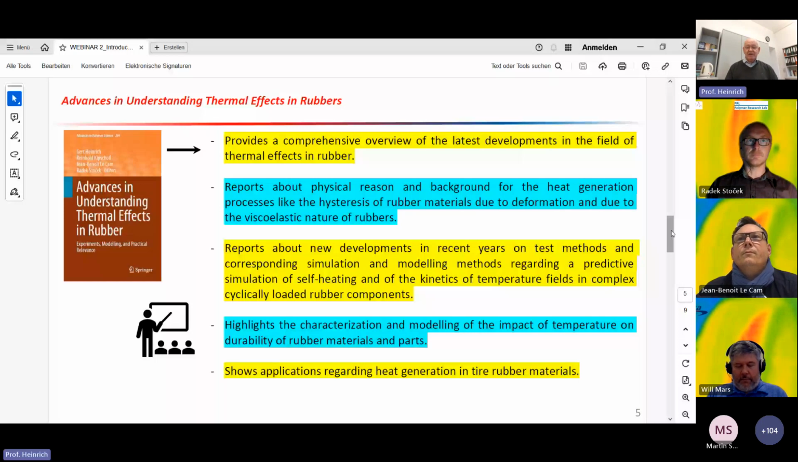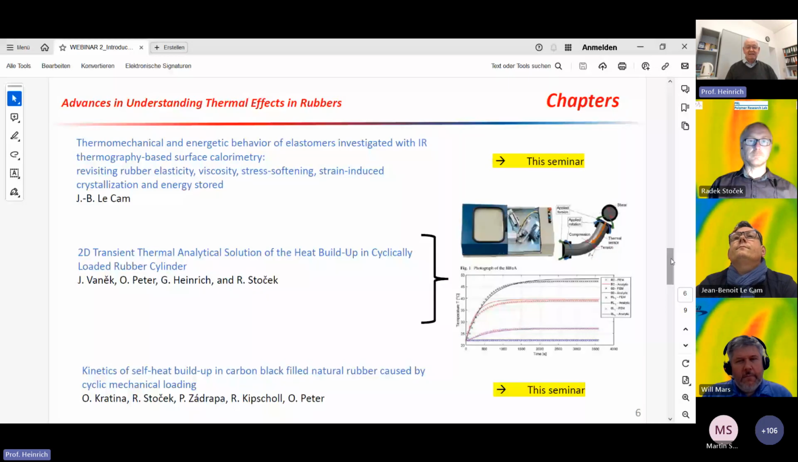This book also highlights the characterization and modeling of the impact of temperature on the durability of rubber materials and corresponding rubber parts, and it also shows applications regarding heat generation especially in tire rubber materials. Advances in Understanding Thermal Effects contains 11 chapters. The first chapter, as already announced, will now be described by the author himself.